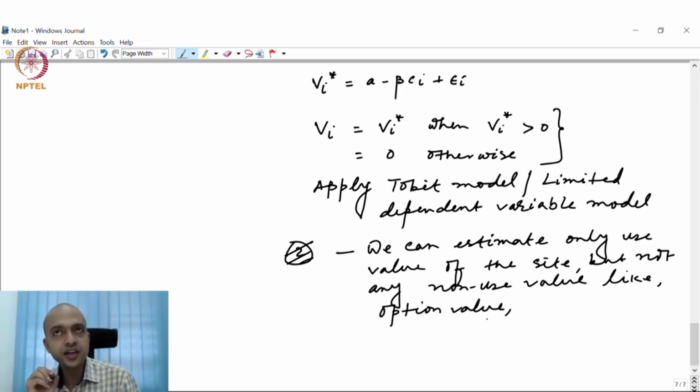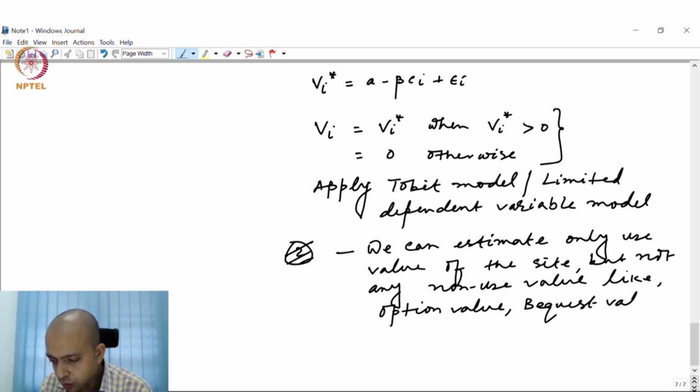I am not visiting the site right now, but I may visit 2 years, 3 years, 5 years down the line. I am not able to capture the bequest value also. That means I may preserve the forest or the site for my future generation, or I may still feel that the site should be preserved as it is and not be converted to any other developmental project because of its existence value.